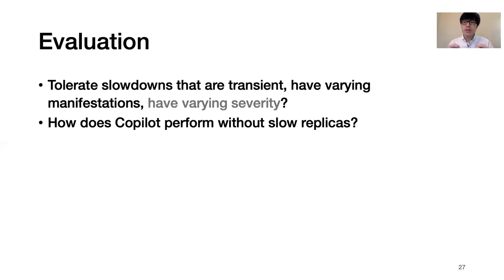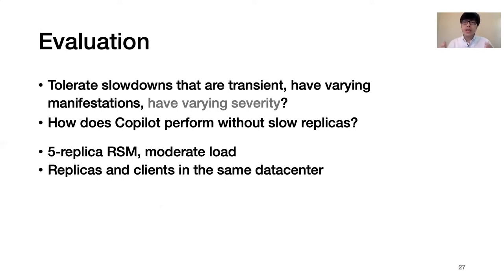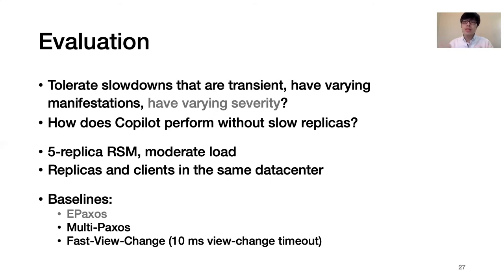Our evaluation focuses on the slowdown tolerance of consensus protocols and their performance when there are no slow replicas. We use a 5-replica RSM that can tolerate at most 2 failures. Replicas and clients are in the same data center, and slowdown experiments are under moderate load. We implemented Copilot in Go using the framework from EPaxos. In this talk, I show the results for Multi-Paxos and fast view change. Fast view change modifies Multi-Paxos to use an idealized view change mechanism with a short 10 millisecond timeout.